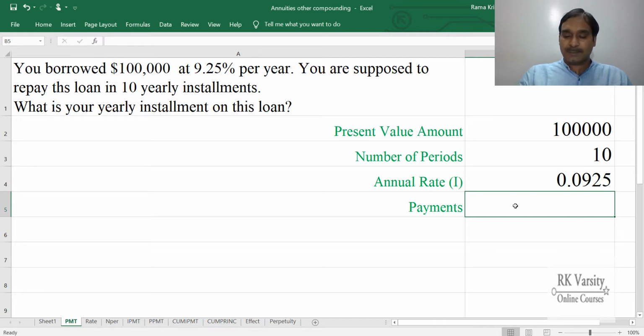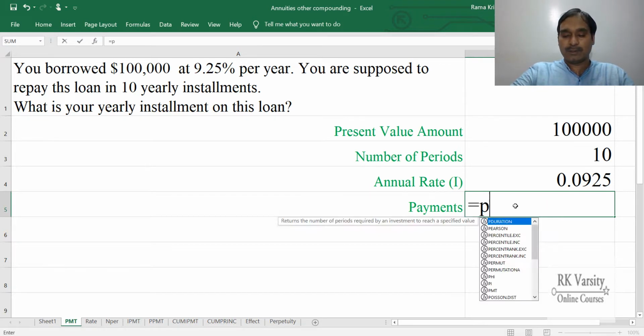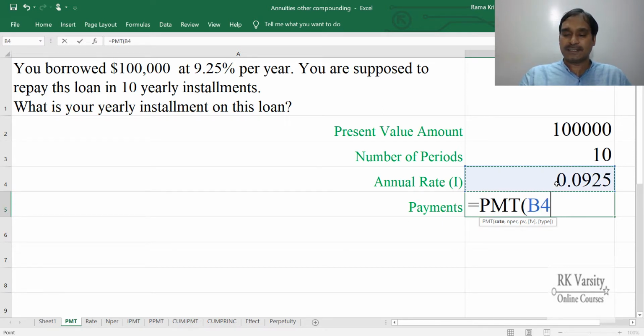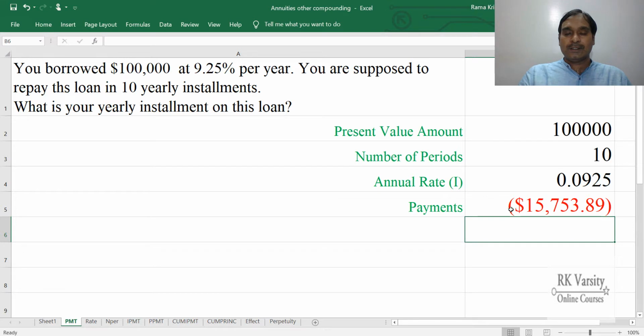So to calculate the payment, use the Excel function equal to PMT. PMT is for calculating a payment or installment. So select this one. Then your rate of interest, here is the annual rate of interest. Select this, place a comma. The number of periods, how many years you are borrowing this loan, 10 years. Select this one, place a comma, and your PV, that is the present value. Select the present value of the loan, close the bracket, press the enter key. So 15,753.89 is the payment per year.